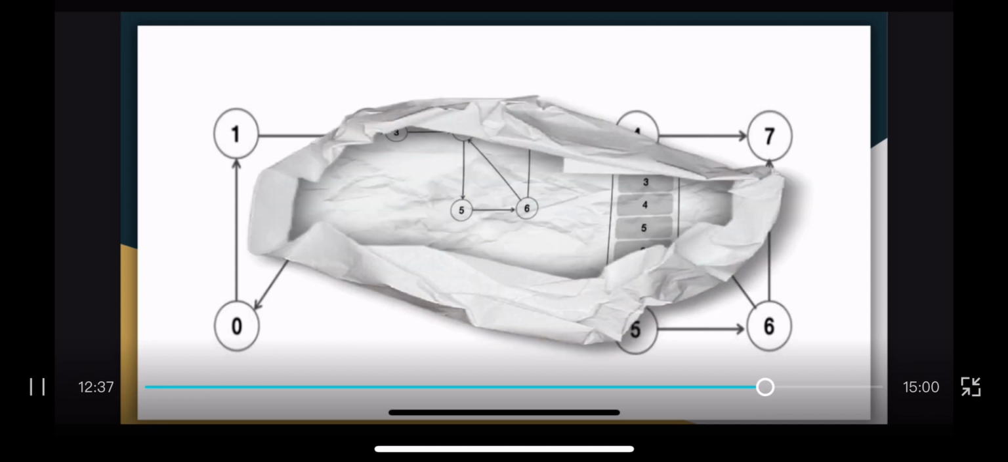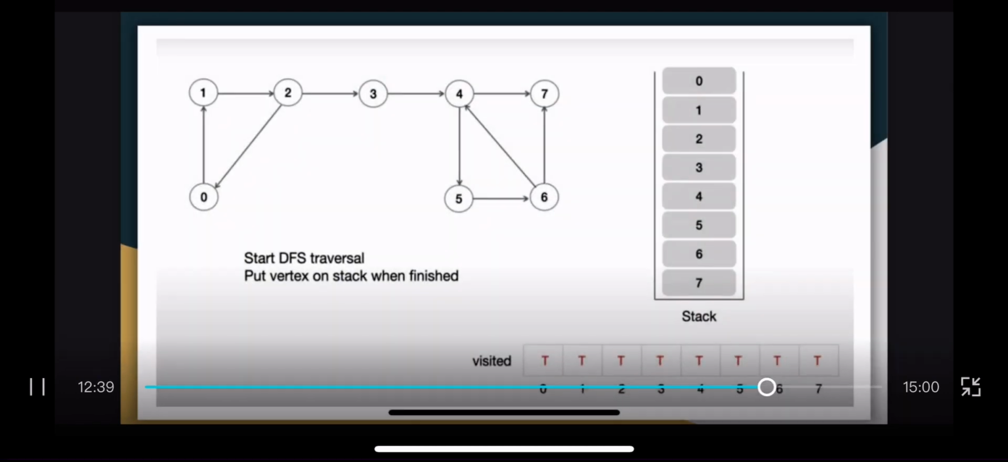So a good starting point is 0. So we start from 0, we go to 1, we go to 2, we go to 3, we go to 4, go to 5, and the unvisited node, we finish with it and add it to our stack. So our stack basically has 5. And now we're going to backtrack to 4 and go to 6. Go to 7. Since 7 has no outgoing edges to unvisited nodes, we finish with it and add it to our stack. So now our stack has 2 elements, 5 and 7.